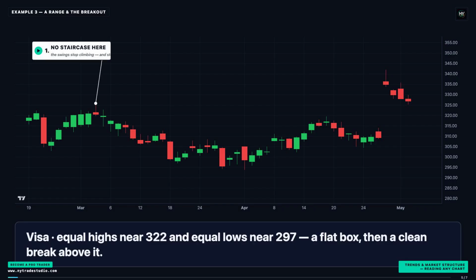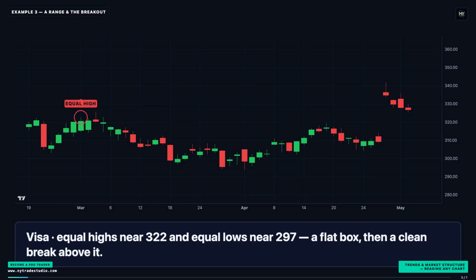Look at the swing highs first. Here is a peak near 322. The next major peak, also about 322. And the one before, right around the same place. The highs are not climbing and not falling. They are all about equal, tapping the same ceiling. I draw a line across them, resistance at 322.